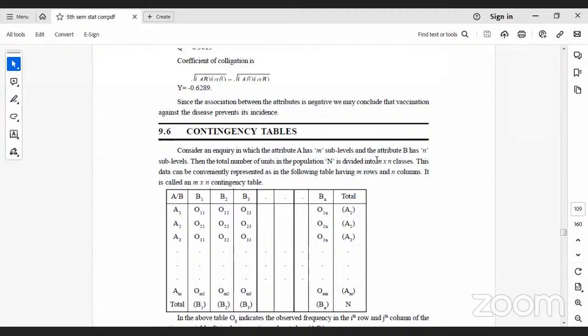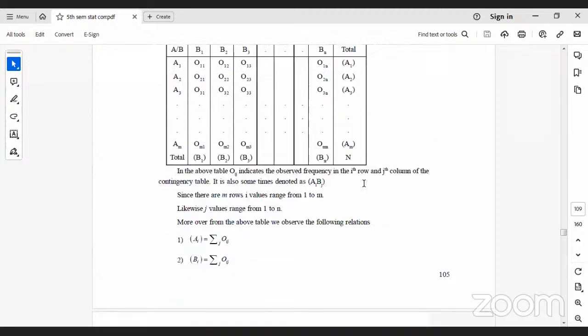The column totals are called A1, A2, and so on up to AM, and the grand total is equal to N. In the above table, Oij indicates the observed frequency in the ith row and jth column of the contingency table. The totals are also sometimes denoted by Ai and Bj, since there are m rows with i values from 1 to m, and likewise j values range from 1 to n.